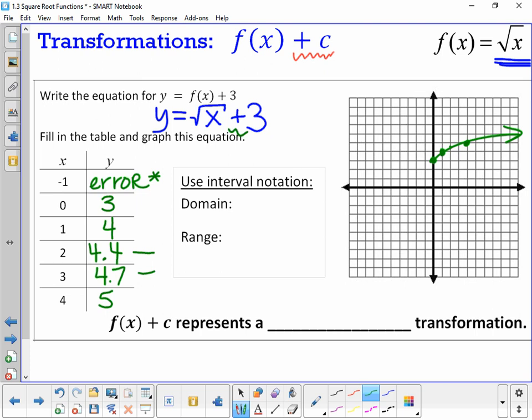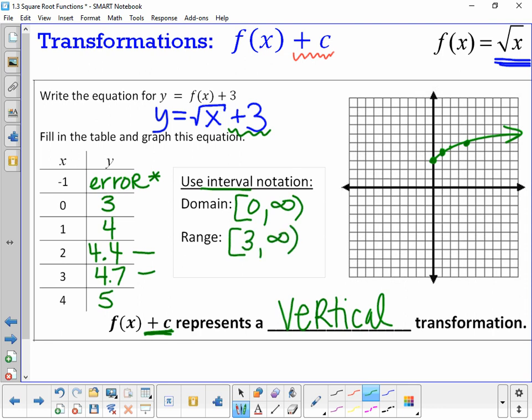Anytime you have a number added to the end, if it's a positive number or a negative number, that represents a vertical translation. Adding a number at the end of the function is shifting it up and down. In this case, we shifted up 3. Let's write the domain and range of this function. So in interval notation, the domain of this function, left to right, would be from 0 to infinity. Starts at 0. And the range would be bottoms up, so the lowest value is 3 up to infinity.